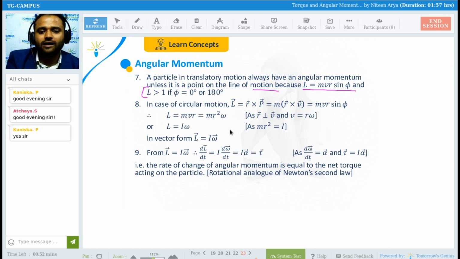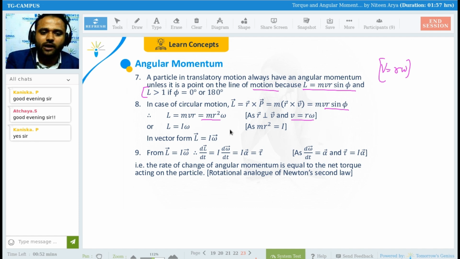In case of circular motion, L equals r cross p, m times r cross v, m v r sine phi. Because r is perpendicular to v, L equals m v r, so you can put v equals r omega. Using this v equals r omega, we can get this relation.